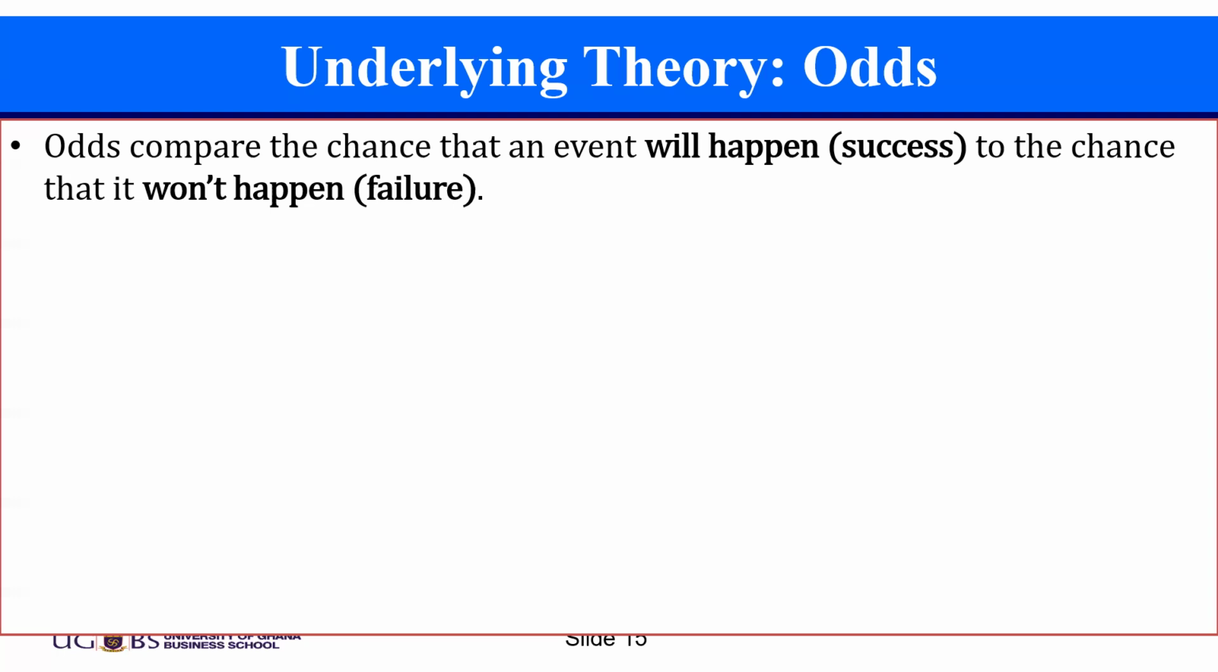So the odds of getting a head are 1-to-1. What does that mean? The odds of getting a head are 1-to-1. What does that mean?